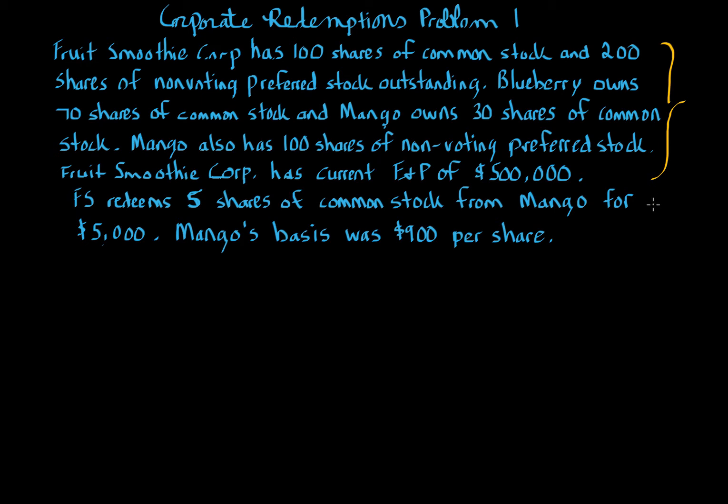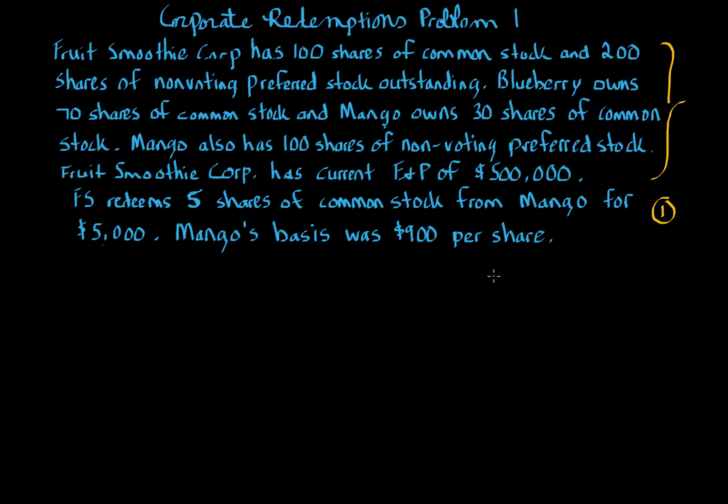So variation number 1, okay, so we're going to have 4 different variations. This is variation 1. Fruit Smoothie redeems 5 shares of common stock from Mango for $5,000. Mango's basis was $900 per share. So remember what's going on here. And by the way, because we're doing 4 different variations, some of the basic information, just understanding, will be discussed in the first one, and then we go through number 2, 3, and 4. We're not going to go through all these different things to understand what exactly is going on.